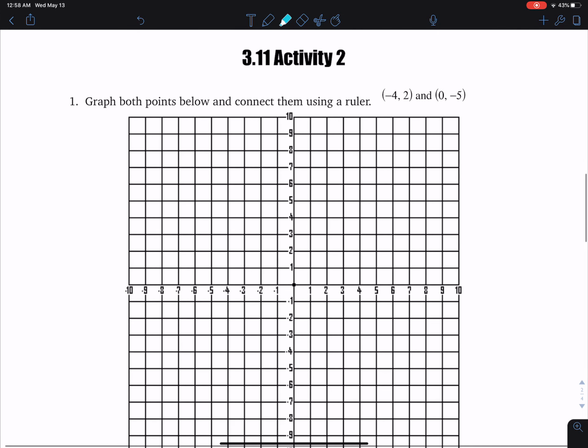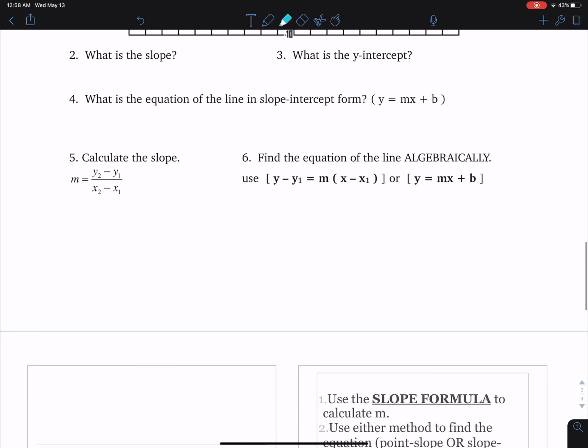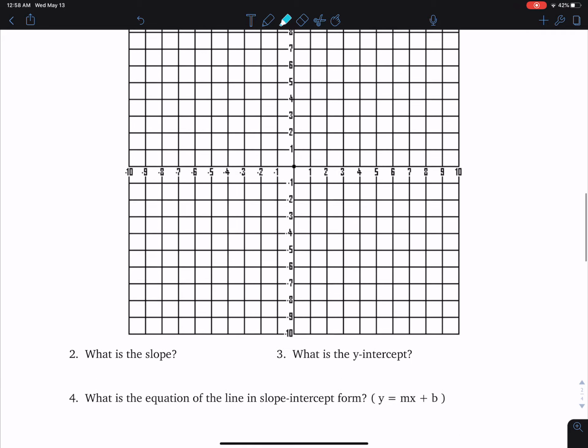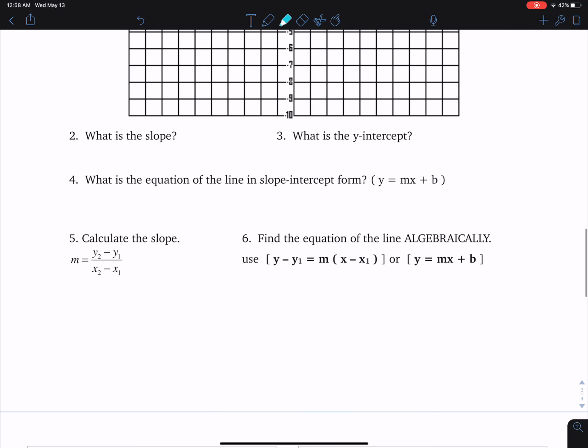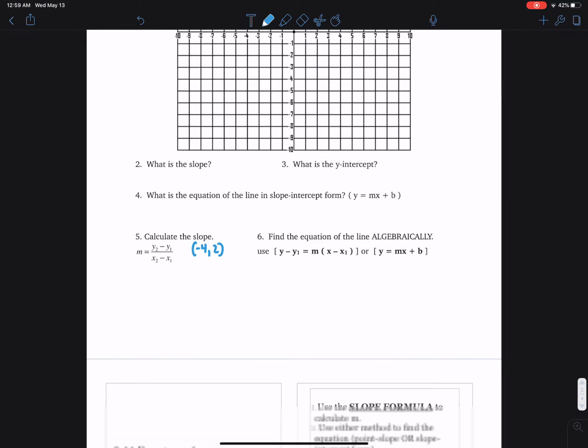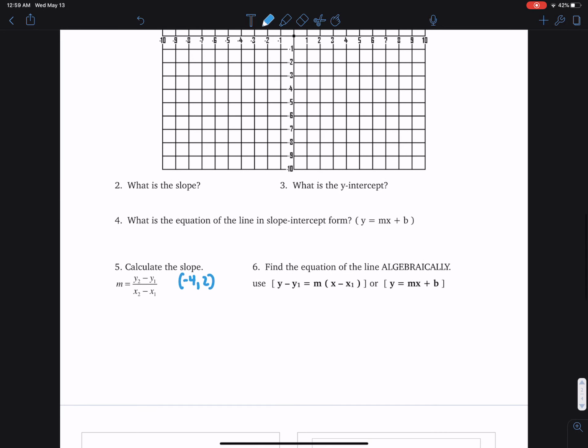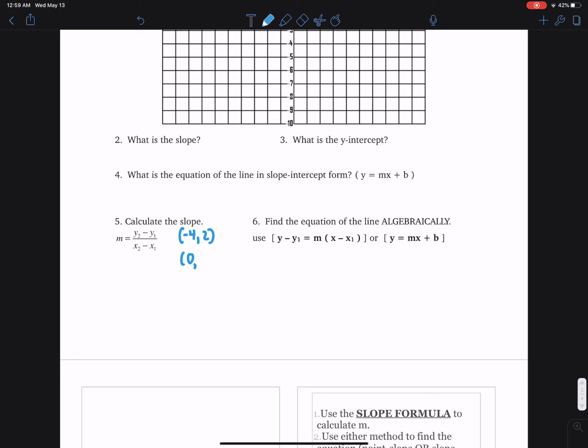And then this activity 2 is essentially the same thing. You just have a couple different points to look at with this. So make sure you find the rise over the run, see where it crosses the y-axis, write the equation in slope-intercept form, so just fill in m and b from 2 and 3. And then again, for the next half, you're using this point, (-4, 2), and the other point, which is (0, -5). And you're going to find everything algebraically.